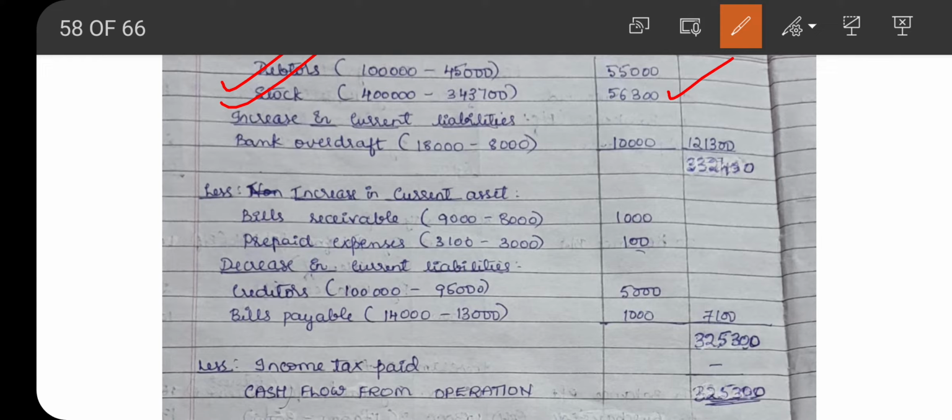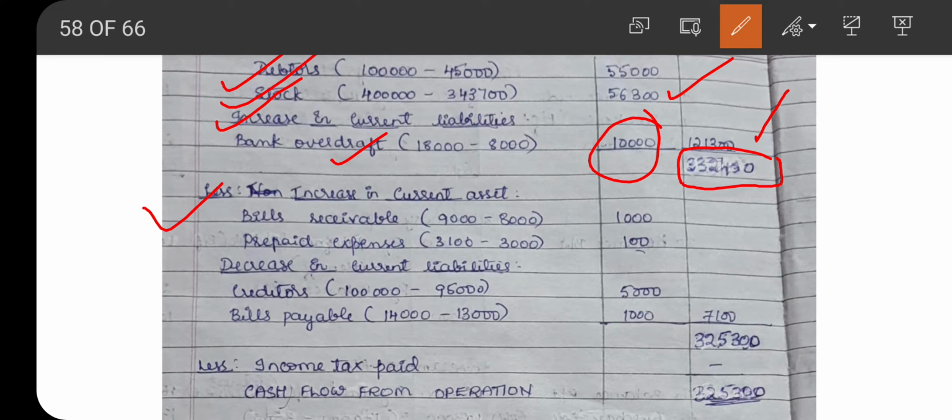So you need to compare between the opening and closing balance of each current asset and you should find out how much has been increased or how much has been decreased. Then you need to add increase in current liability. So only one current liability has been increased, that is bank overdraft, 10,000. So add all the items, the total will be 1,21,300 and the grand total comes to 3,32,400.